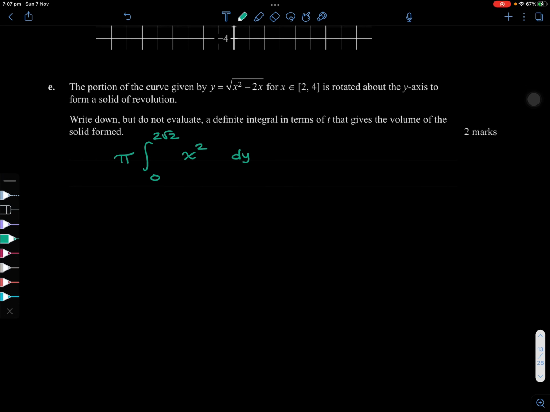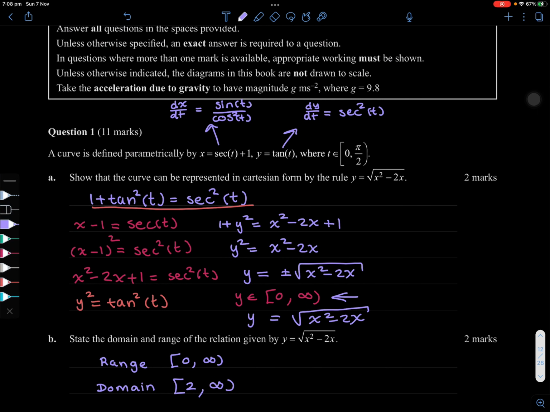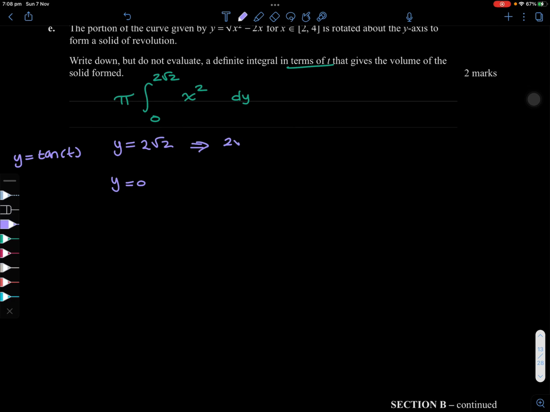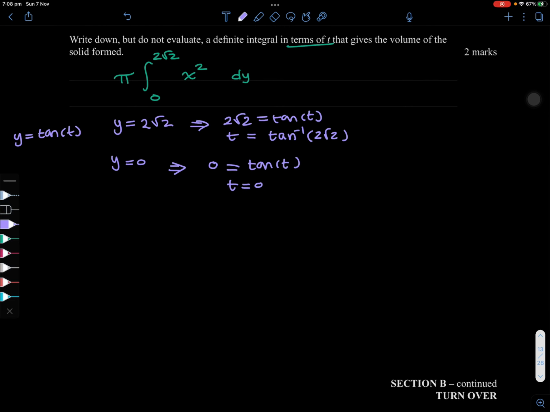Now the main issue here is that it says in terms of t, so we need to convert everything here in terms of t, all right? Let's start off with the terminals. So our terminals here are y equals 2 root 2 and y equals 0. Going up here, we know what y is in terms of t. y is equal to tan of t. So this means that 2 root 2 is equal to tan of t, and that means t is equal to tan inverse of 2 root 2, okay? And similarly here, 0 is equal to tan of t. That means t is just equal to 0. So that one doesn't change, okay? So our new integral is going to have terminals from 0 to tan inverse of 2 root 2.